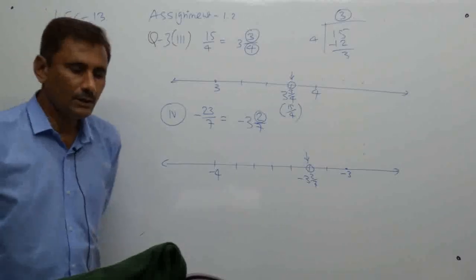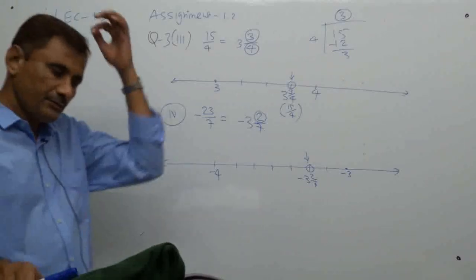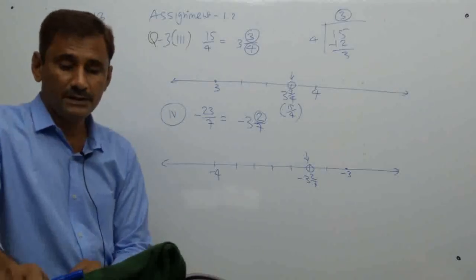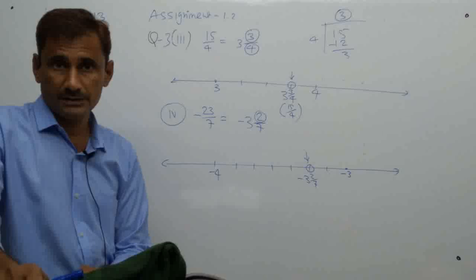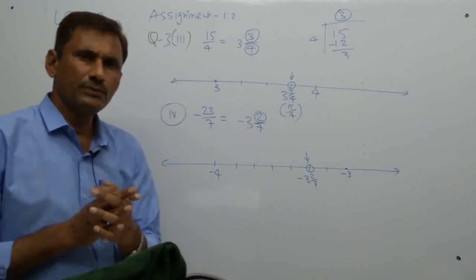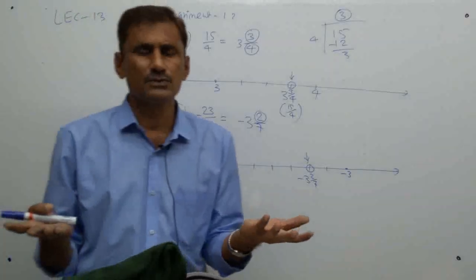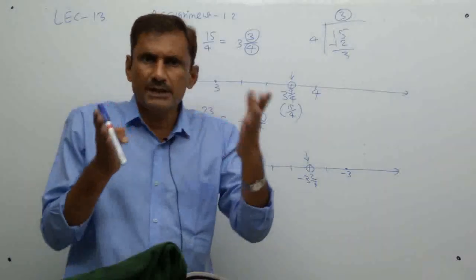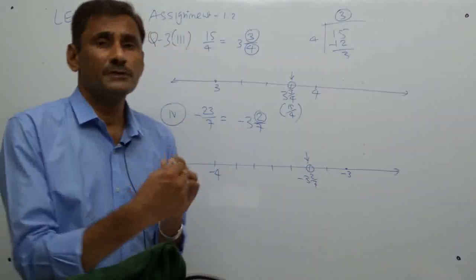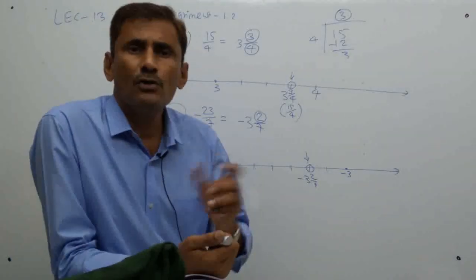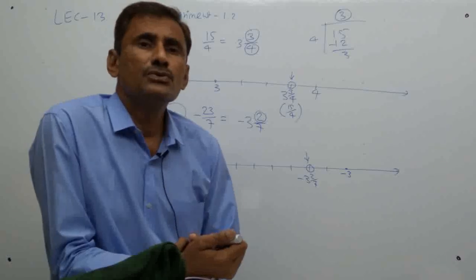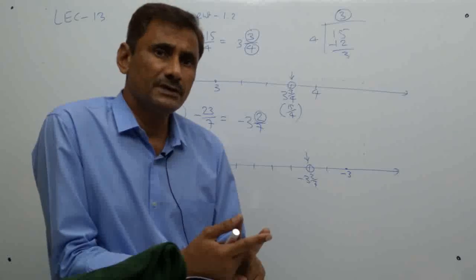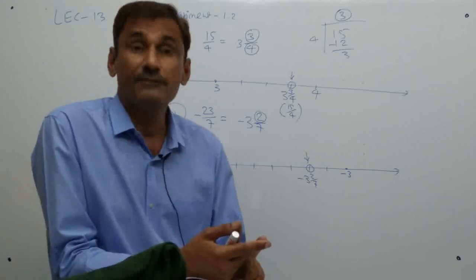Okay, now so assignment 1.2 is over. Now the next topic is finding a rational number between two given rational numbers. If you are given two rational numbers, there are infinite rational numbers in between them. How many they ask, accordingly you have to give the answer. So there are two methods. Let's see one by one both methods by taking one example.